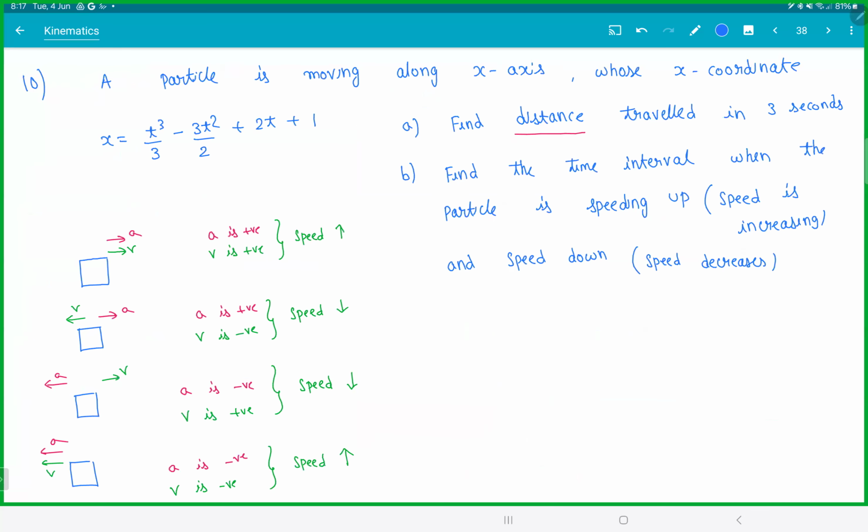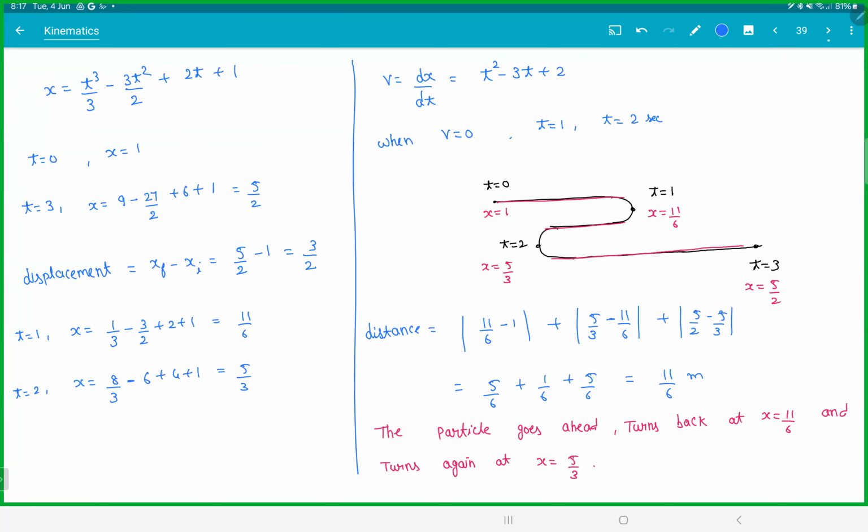Find the time interval when the particle is speeding up and speeding down. How to do that? Try, take a minute.